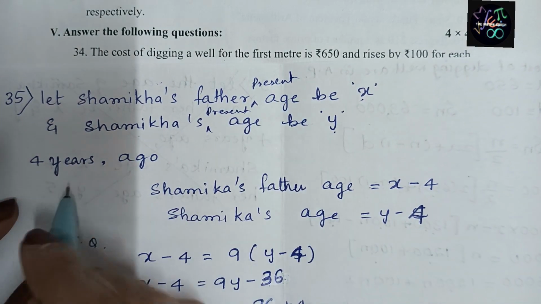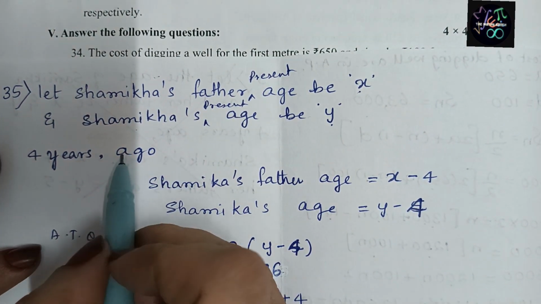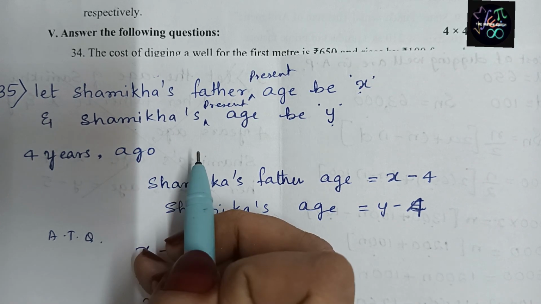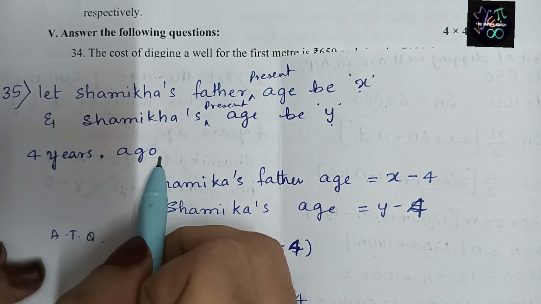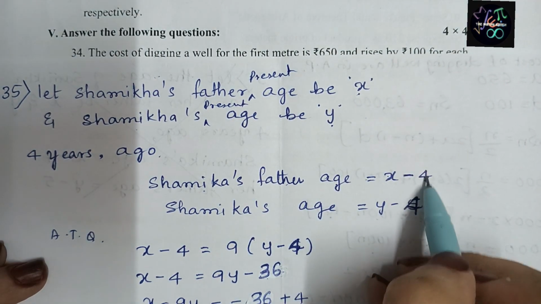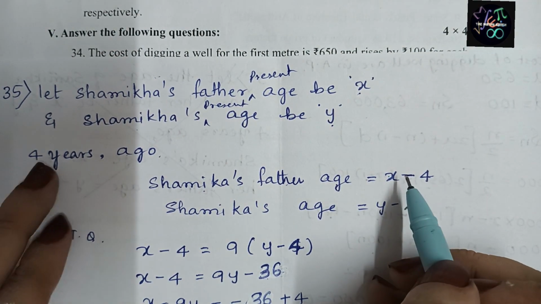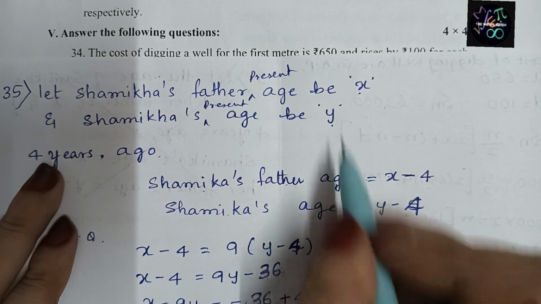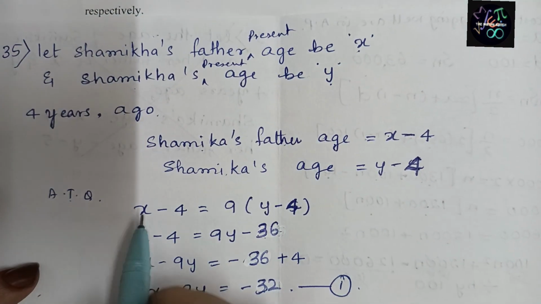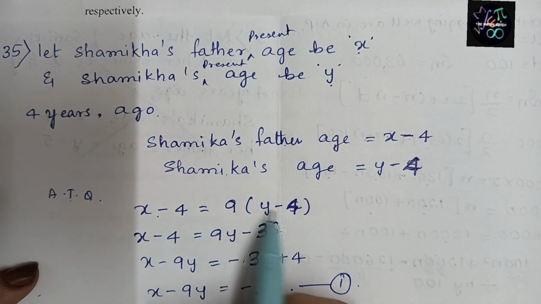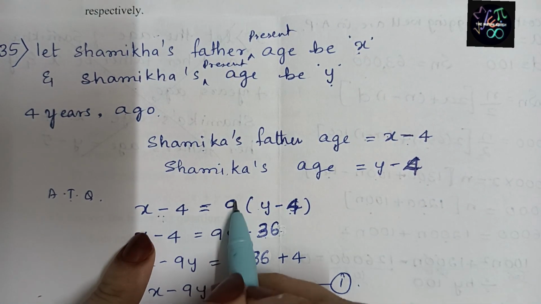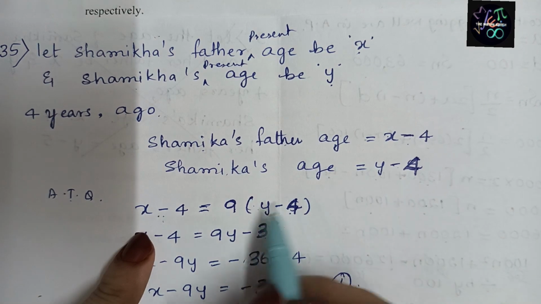What they have told: 4 years ago. Ago means always we have to minus. After means we have to plus. So here, 4 years ago, Samika's father's age is x minus 4. Ago means we should minus whatever they have told. And Samika's age is y minus 4. According to the question, Samika's father is 9 times her age. So Samika's father's age x minus 4 is equal to 9 times Samika's age, y minus 4.